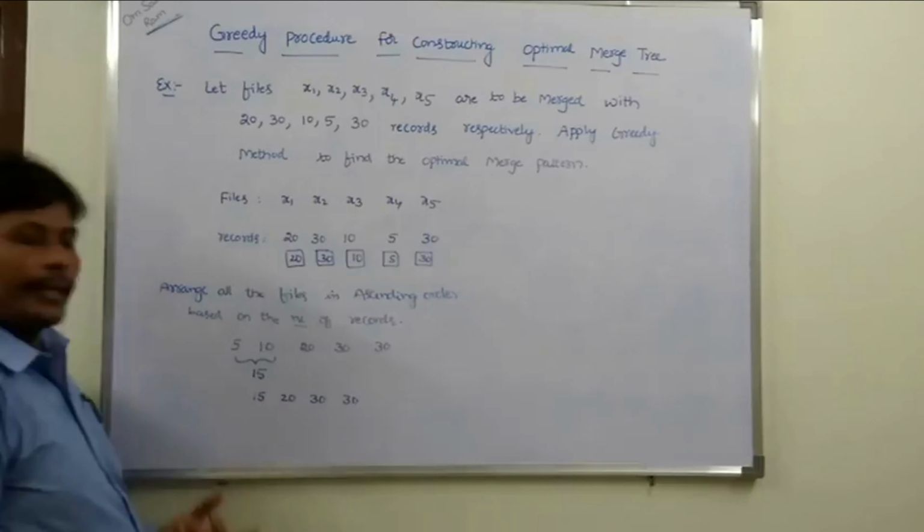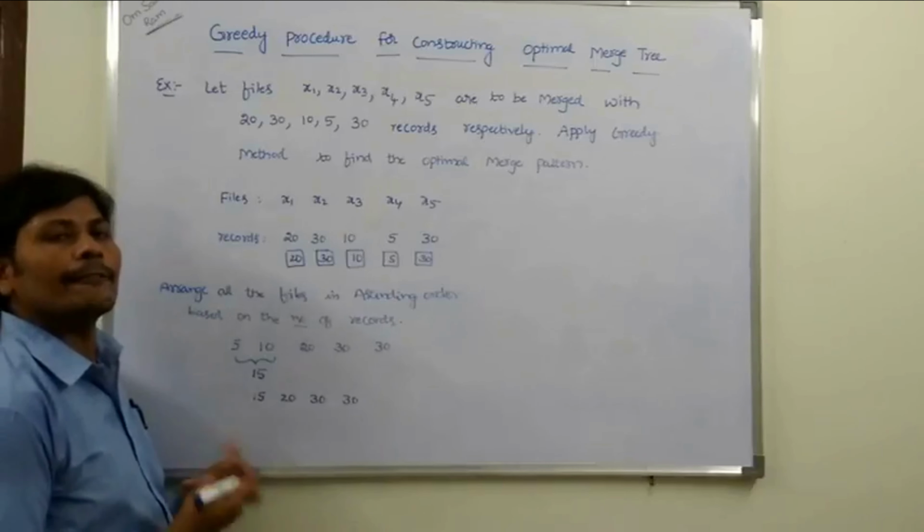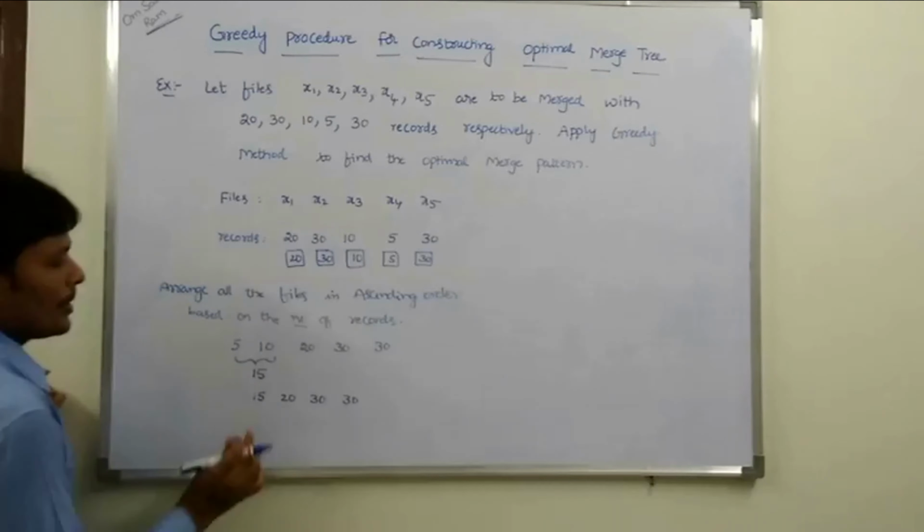Next step is again identify the two smallest sized files and merge them. Whatever the result file we are getting, that result file is inserted into the sorted list at its correct position. So among 15, 20, 30, 30, the two smallest files are 15 and 20. So now we are getting 15 plus 20, that is 35. So again this 35 is inserted into the sorted list at its correct position. Now the list is 30, 30, 35.